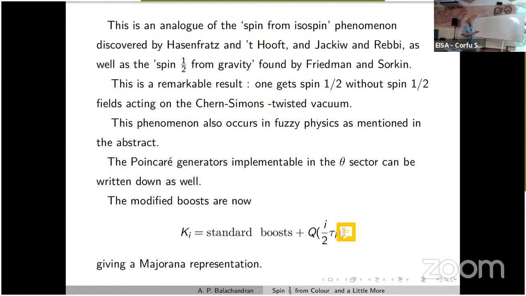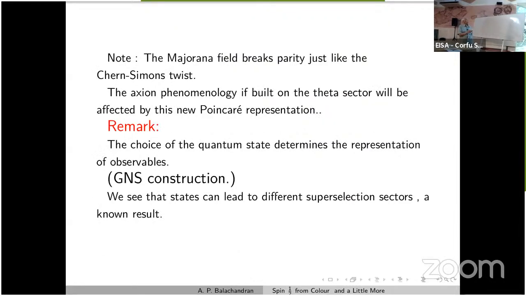Now, this is not quite right. I'll come back to this. You can find the full Lorentz group in this situation. Associated to adding Q tau I over 2, I can actually generate the full SL2C by adding to the standard boost the Q I tau I over 2. So I take the spin half, half zero representation of SL2C and add this Q and call it Ki, and it will have the correct algebraic relation with the Ji which I wrote down. And what you will get is a Majorana representation. Unfortunately, this is not good. I'll tell you why.